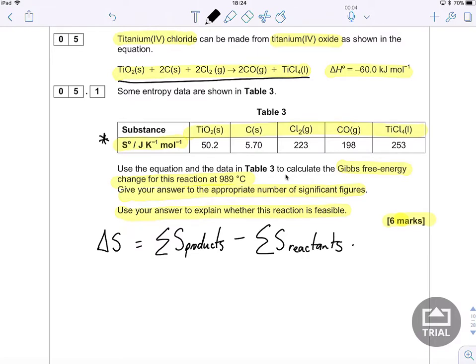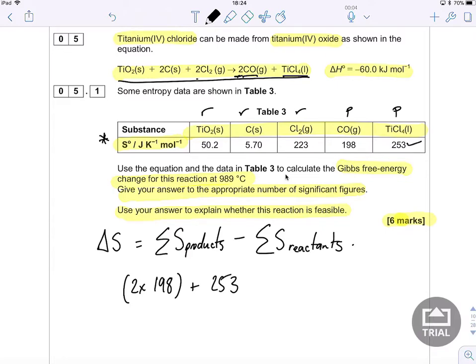Okay, so products, carbon monoxide and titanium chloride, and then my reactants, I'm going to give an R at the top. So I'm going to start with my carbon monoxide, 198. I'm going to check my equation. I've got 2 of them, so I need 2 lots of 198. Add 253 for my titanium chloride. I've just got 1 of those, so I can keep that as it is.